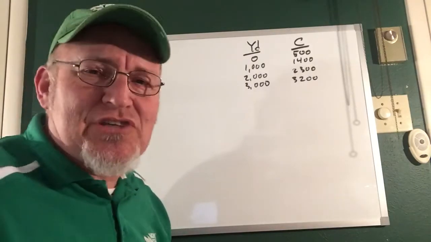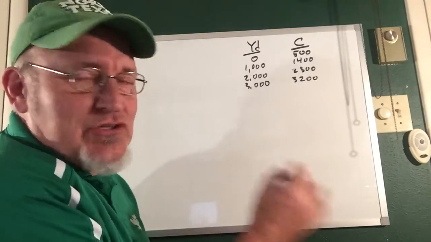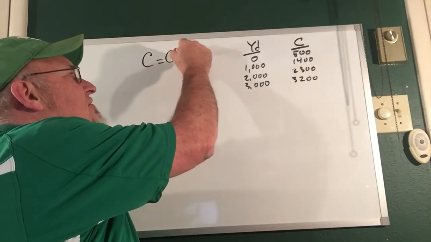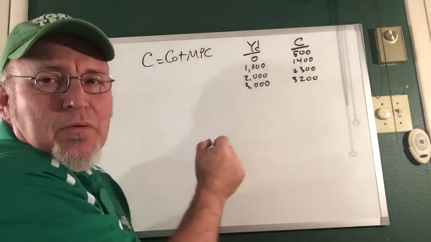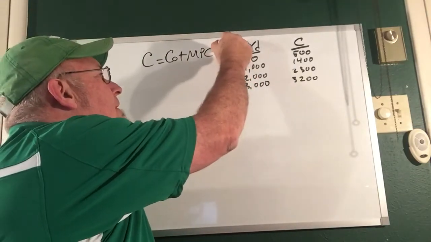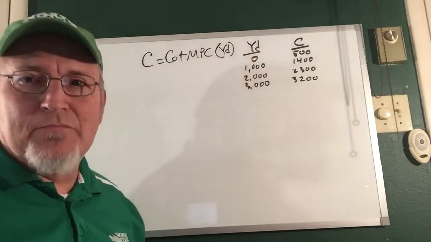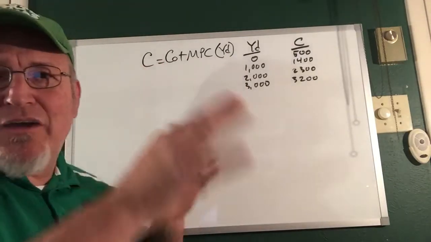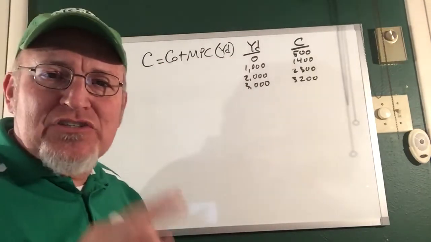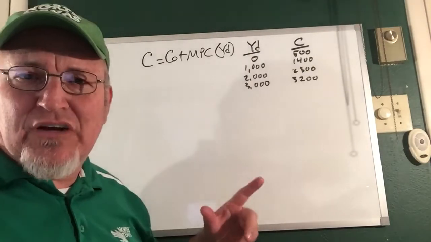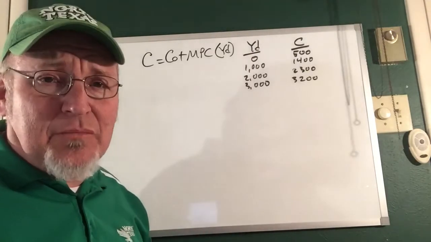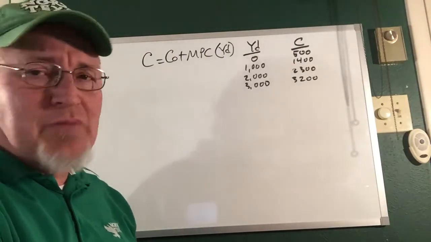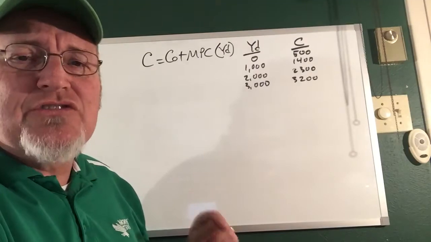So let's continue our discussion of the consumption function. As you recall, the consumption function is consumption equals autonomous consumption plus marginal propensity to consume times disposable income. Now, let's talk a little bit about how to calculate this, because there's going to be times when I'm going to give you a consumption function and ask you to do something, and some times when I ask you to calculate the various aspects of a consumption function.